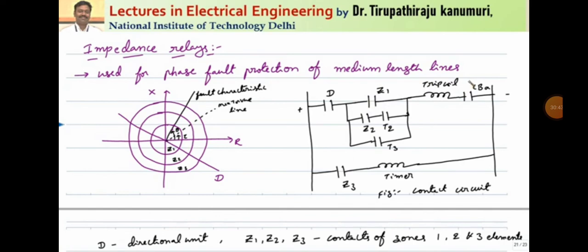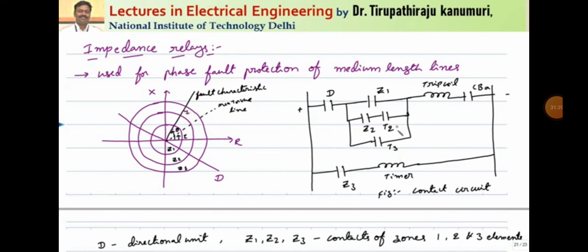Let us assume that Z1 has not operated. Now what happens? After the time delay, after time T2, Z2 will close its circuit and operate your trip coil. Let us assume that Z2 also did not operate due to some problem. Now after time T3, the circuit is closed like this, then your trip coil will operate. Let us take for example, some fault is there between Z2 and Z3. Let us assume the fault has happened here.